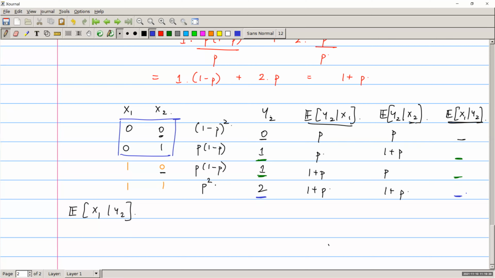Okay, so the first one to look at is the expectation of x1. Very good. So first one to look at is the expectation of x1 given y2 equals 0. Okay, now x1, so what is this expectation? Now if y2 equals 0, what are the values x1 can take?